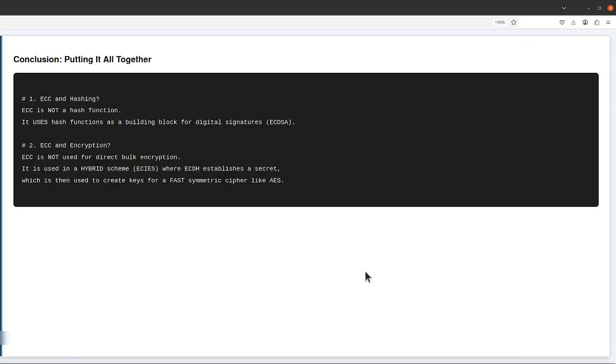Conclusion. Putting it all together. So let's summarize and directly answer our initial questions. First, what is ECC's application in hashing? ECC is not a hash function, but it uses hash functions as a building block for digital signatures. Second, what is ECC's application in encryption? ECC is not used to encrypt data directly. Instead, it is used in a hybrid encryption scheme like ECIES, where its key exchange primitive, ECDH, is used to securely establish a shared secret, which is then used to generate keys for a fast symmetric cipher that does the actual encryption. ECC is the armored truck for the key, not the delivery van for the data.